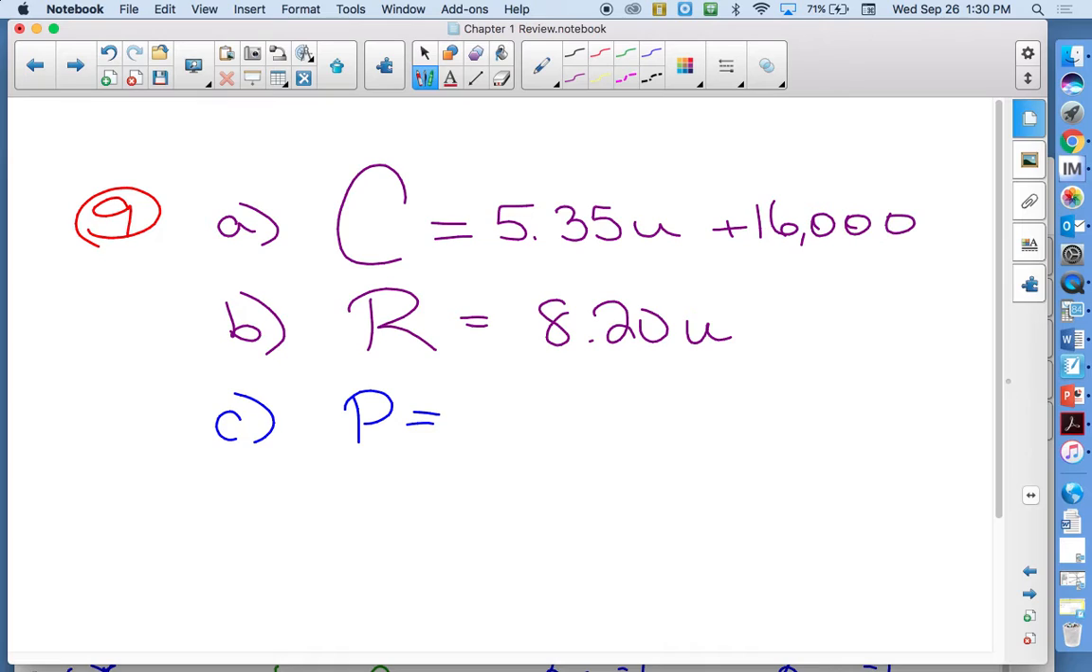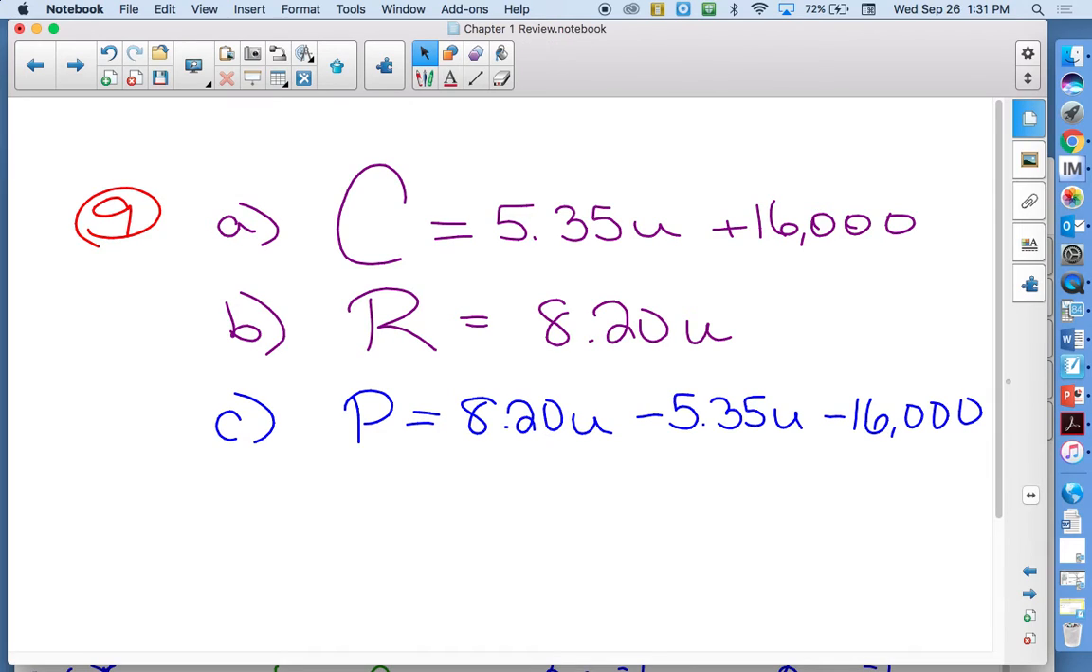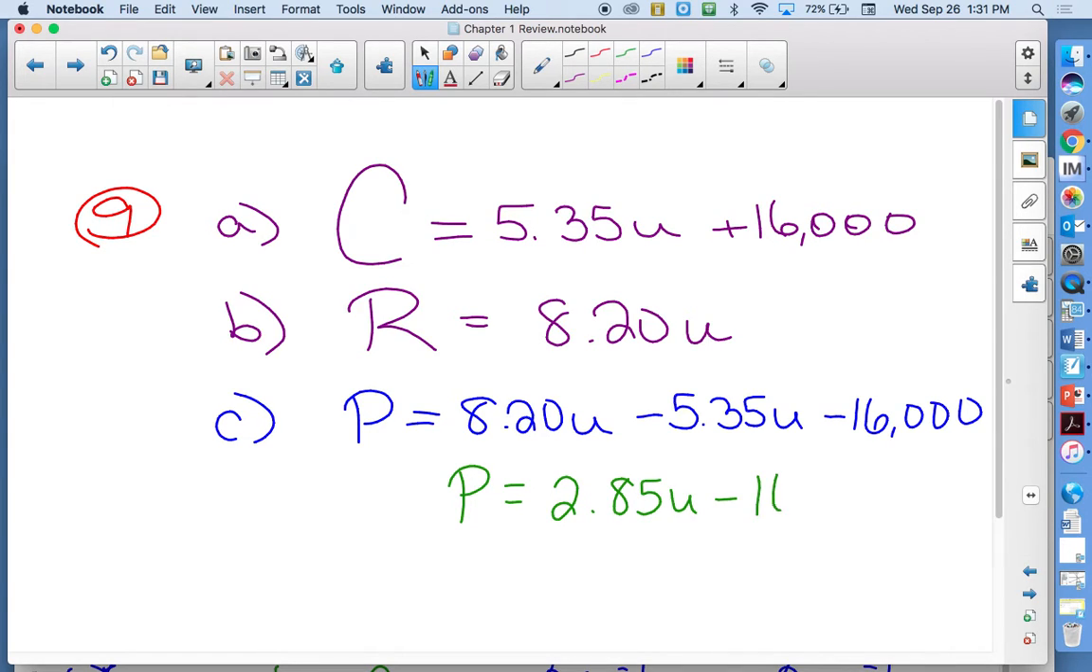So how would you actually end up making more money than what you're spending? 8.2U minus 5.35U minus 16,000. Exactly. So my profit has to come from whatever I make minus the amount we're spending. Whatever's left is profit. And if we combine that together to simplify it, this is 2.85U? Yeah. And then minus 16,000.